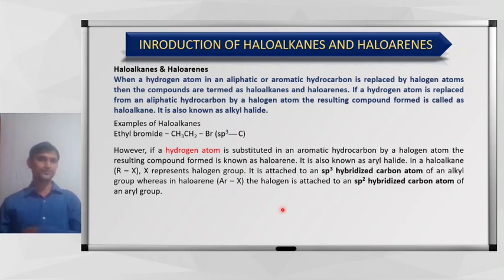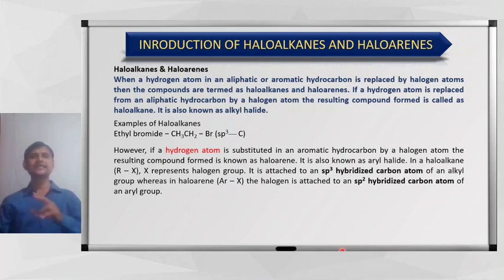This is very important. Now see here, when the hydrogen atom in an aromatic hydrocarbon is substituted by a halogen atom, the resultant compound is a haloarene. That means the hydrogen atom of the aromatic hydrocarbon is replaced by a halogen atom, and then the corresponding species is called haloarene, and it is also called aryl halide. In haloalkane, RX is the general representation, and in that X represents the halogen group. X is equal to chlorine, bromine, iodine. Mostly we use chlorine and bromine for reaction purposes.